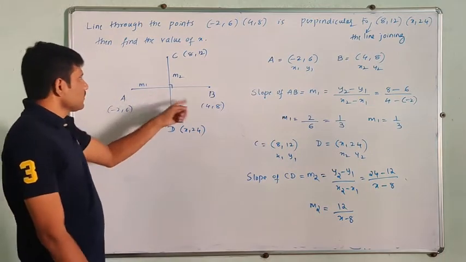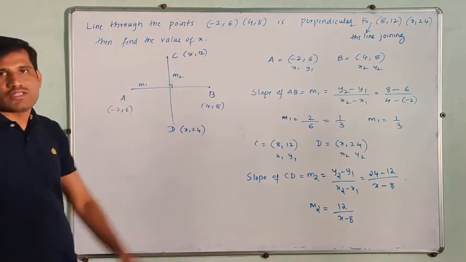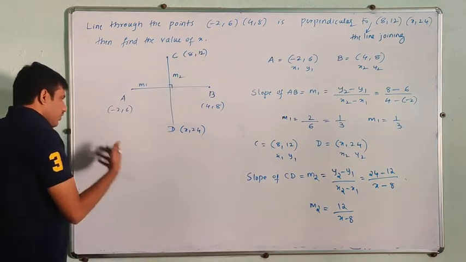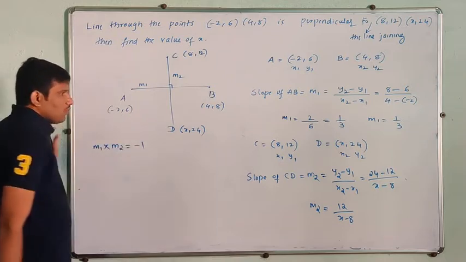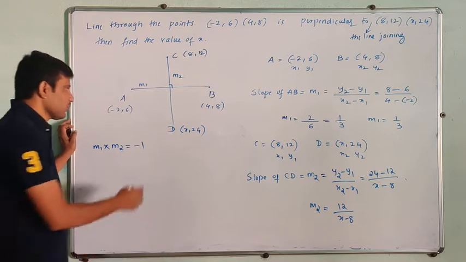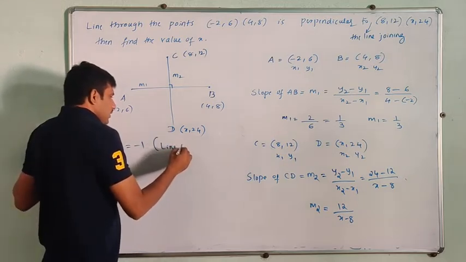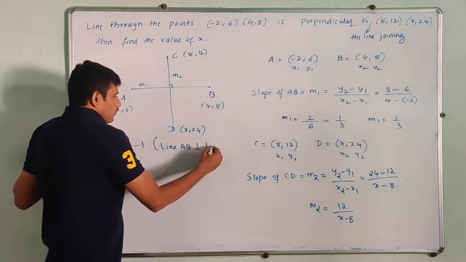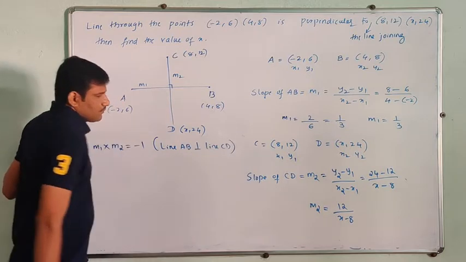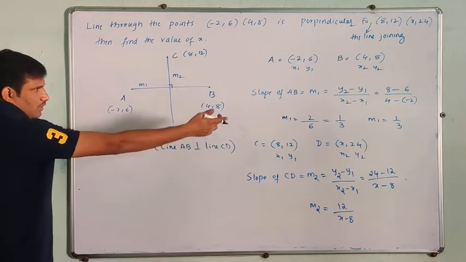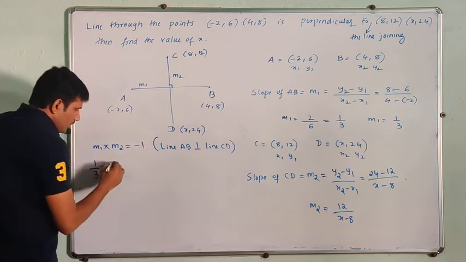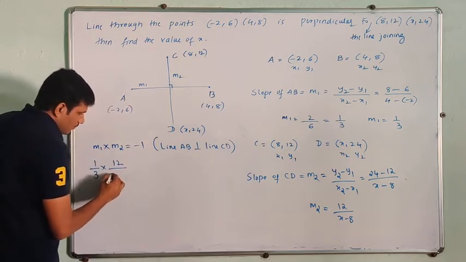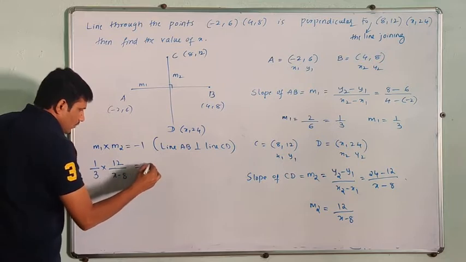Now, since the two lines are perpendicular, which is given in the problem, we have to continue here. So m1 into m2 is equal to minus 1. What is the reason? Line AB is perpendicular to line CD, that is given. So what is m1? The m1 value is 1 by 3, into m2, which is 12 divided by x minus 8, is equal to minus 1.